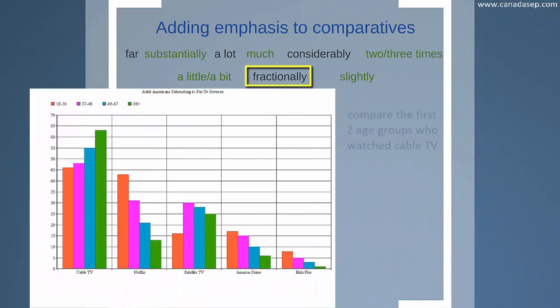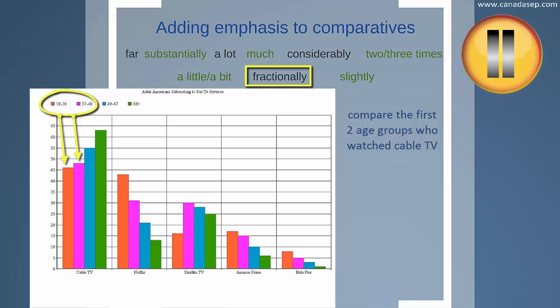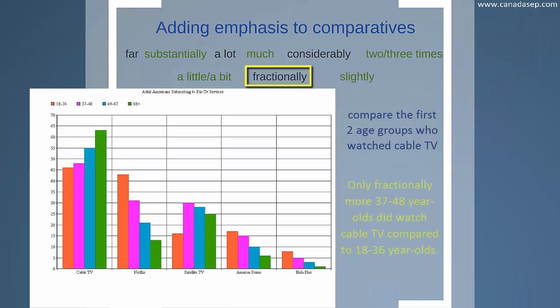In this one, please compare the first 2 age groups who watched cable TV. Please pause. Only fractionally more 37 to 48-year-olds did watch cable TV compared to 18 to 36-year-olds.